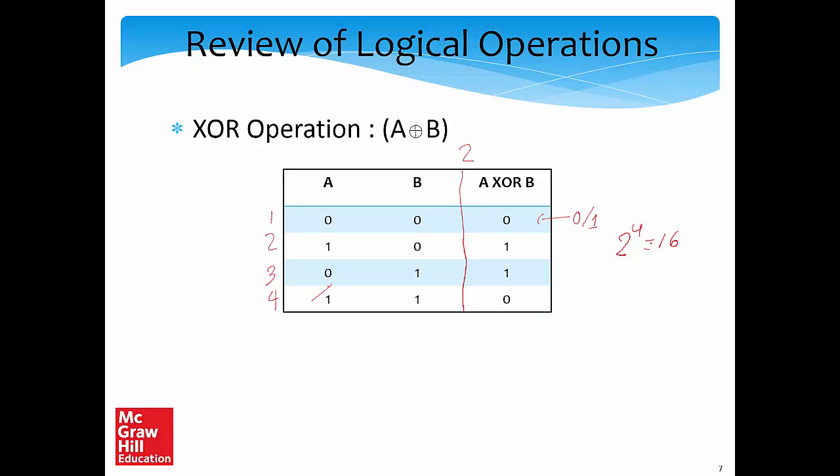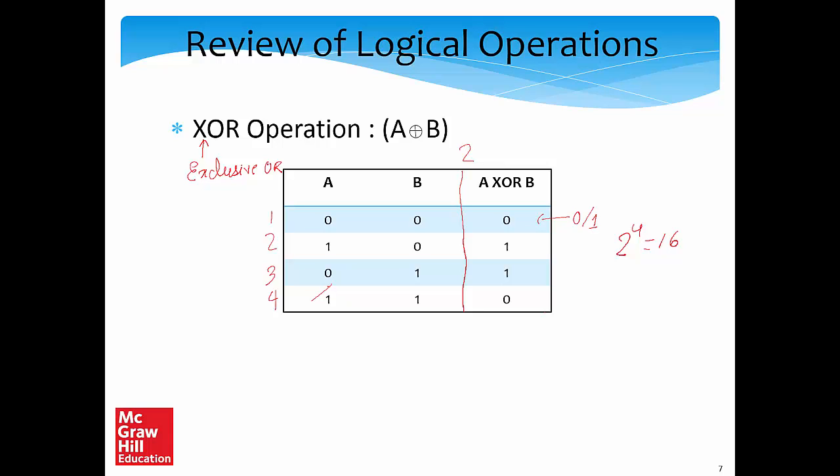So let's take a look at its properties. The XOR, that's how it is called. The X stands for exclusive OR. Exclusive OR basically means that it is true only when A is 1 and B is 0, or A is 0 and B is 1. In the rest of the cases, it is equal to false.